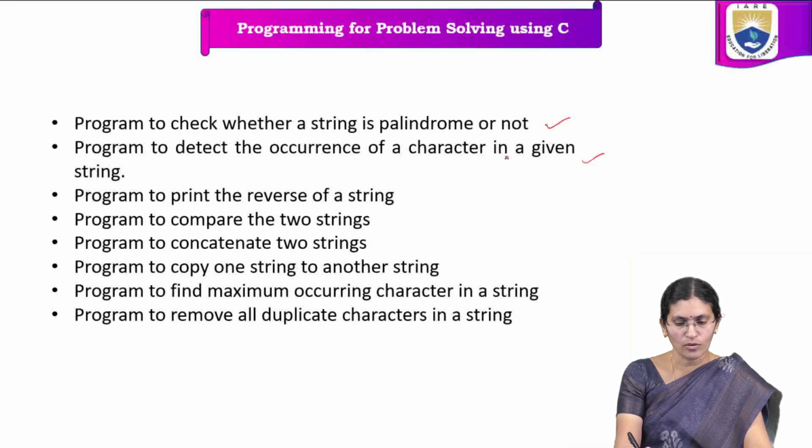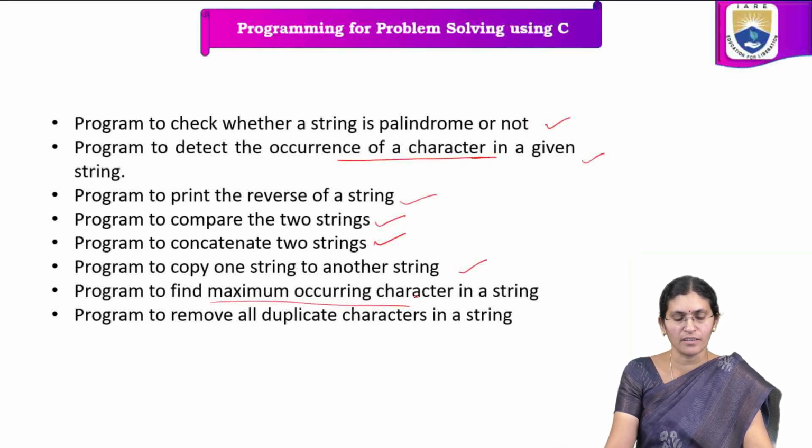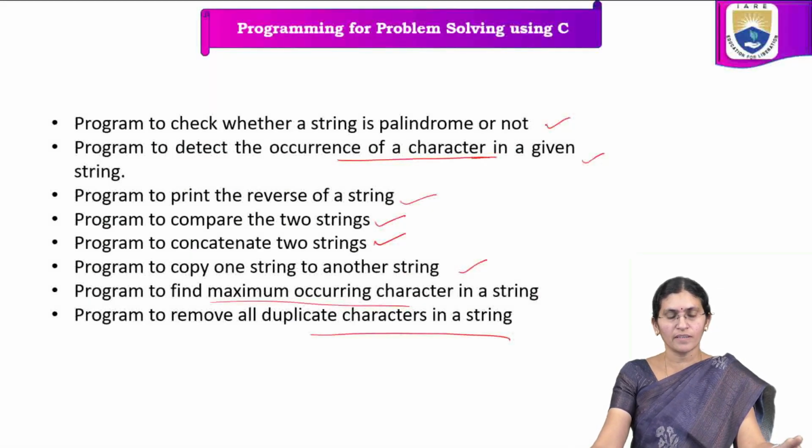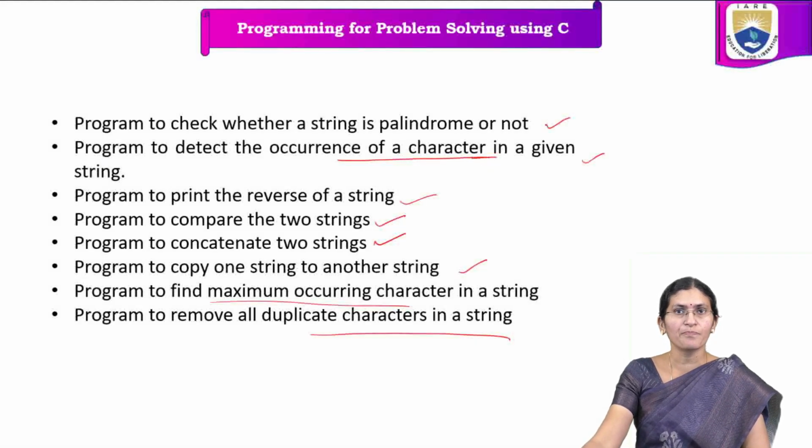Or you can say the occurrence of a given character, that means how many times the given character is occurring, that is the count of the character. Next program is to print the reverse of the string. Next, we'll write programs to compare two strings, concatenate two strings, and copy one string to another string. Next is a program to find the maximum occurring character in a string, and a program to remove all duplicate characters in a given string. So these are the programs we are going to discuss based on strings.